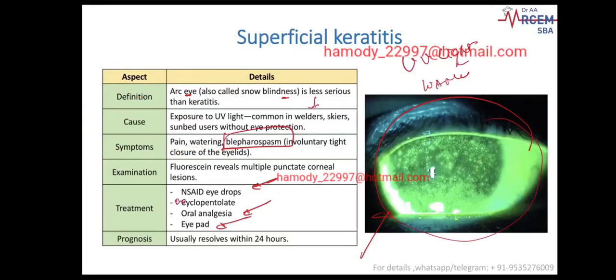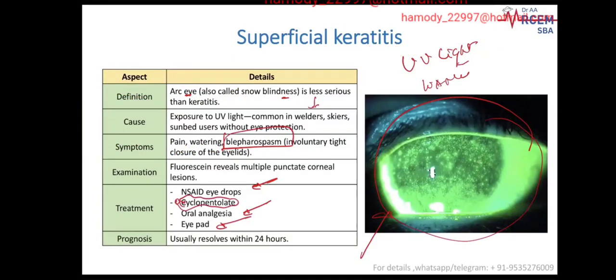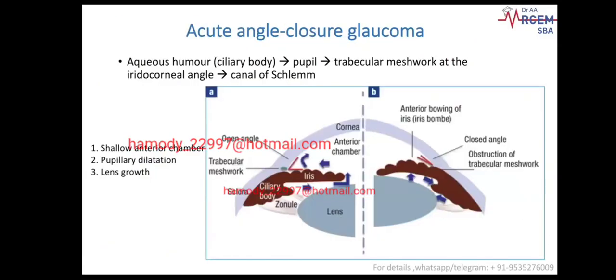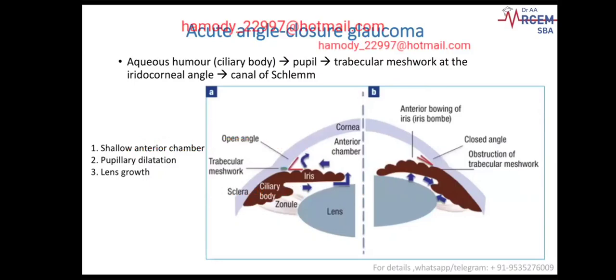Cyclopentolate is not recommended frequently in these cases. Cyclopentolate is kind of outdated. What you need to tell them is it will resolve spontaneously within 24 hours, if not in 48 hours. Nothing needs to be done. Just pain management, symptomatic management, that is NSAID eye drops or oral analgesia, and an eye pad, that should be enough here.